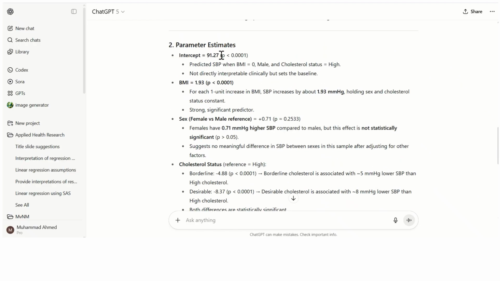Moving on, the intercept, the non-clinical, theoretical value, is 91.27 millimeters of mercury. Okay, so here are the important values. Now we see that after adjusting for sex and cholesterol status, the BMI impact on systolic blood pressure has slightly gone down. It was 2 previously, and now it is 1.93, meaning that with each unit increase in BMI, the systolic blood pressure increases by 2 millimeters of mercury. A pretty significant or strong predictor of systolic blood pressure.